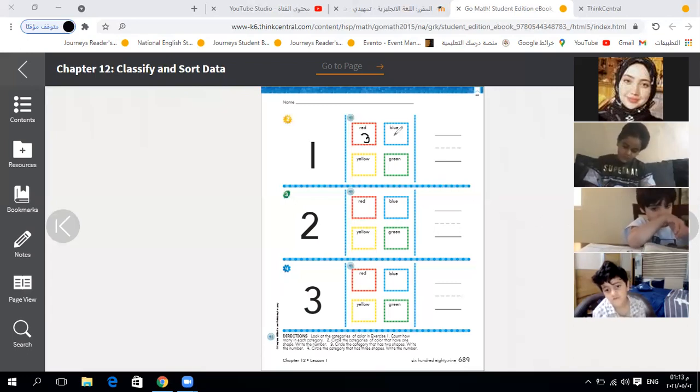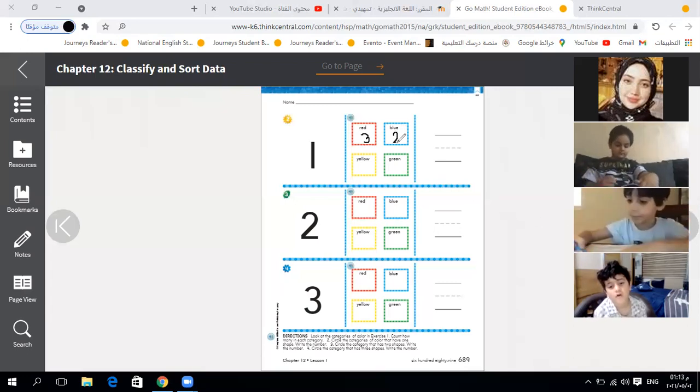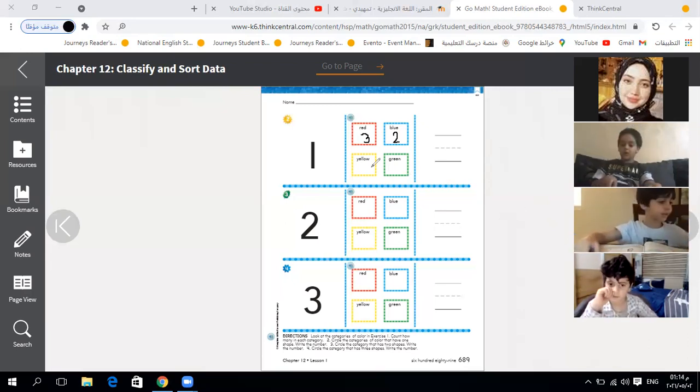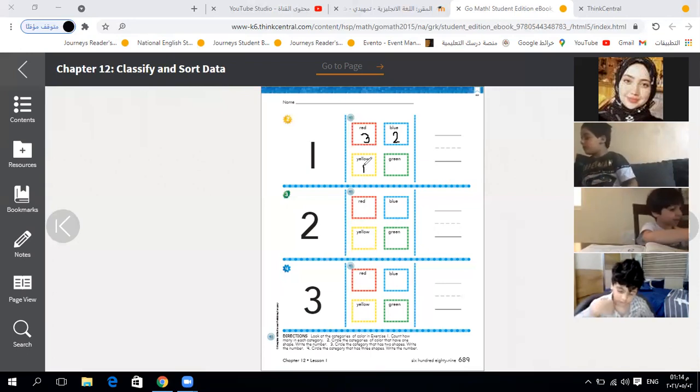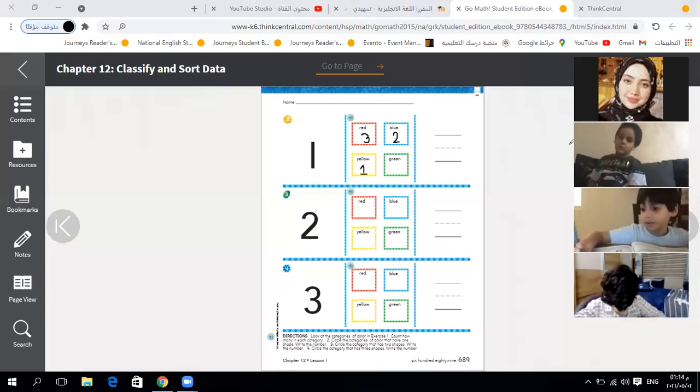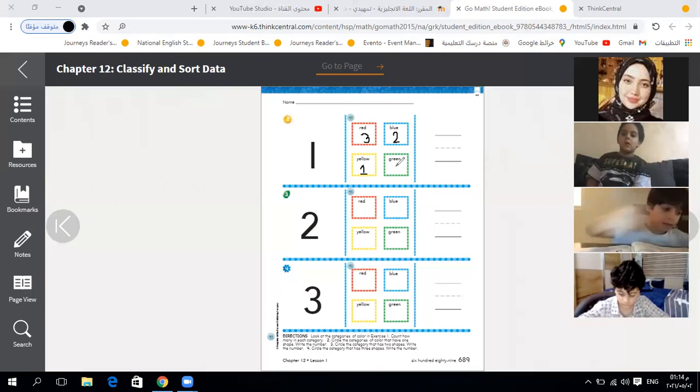We have two. Okay, yeah, Yasin, pay attention to me. We have two blue shapes. Yes, yeah, Amir. Amir, can you tell me how many yellow shapes? One. Yes, yeah, Faris. Can you tell me how many green shapes in your green box? One. Bravo.